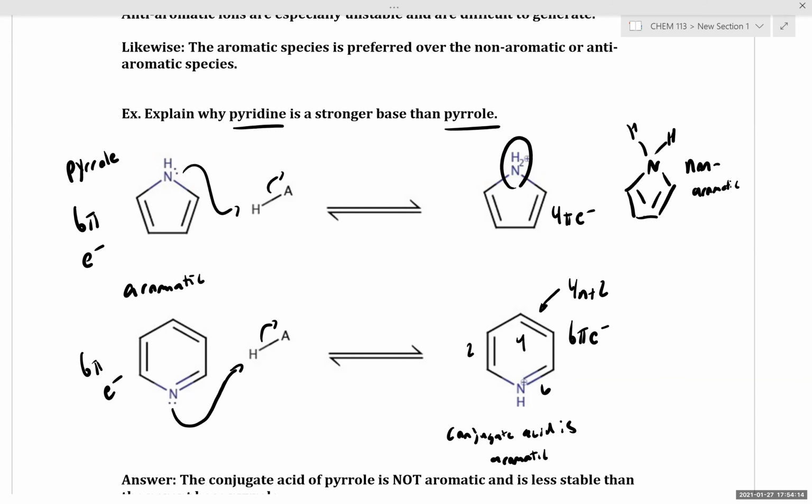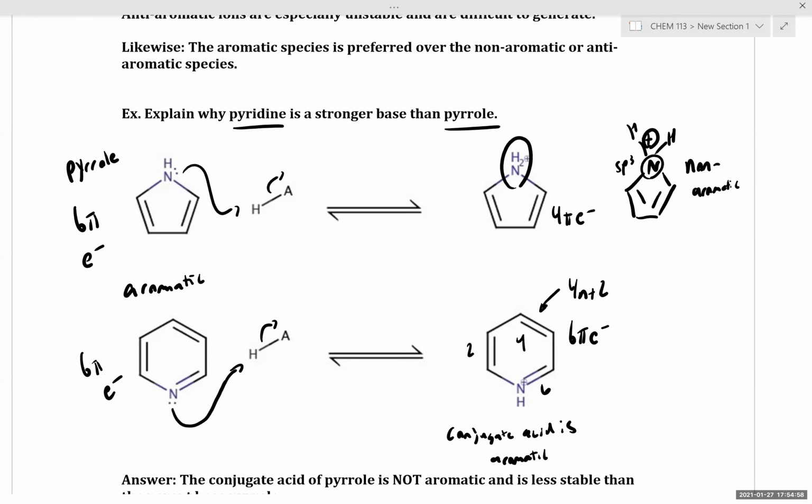And what is the difference between non and anti-aromatic? Anti-aromatic is a system that contains a contiguous set of conjugated p orbitals arranged in a ring and has 4n pi electrons. In this case, the conjugate acid of pyrrole has an sp3 atom. This nitrogen is sp3 hybridized. It does not have a contiguous set of p orbitals, so it's neither aromatic nor anti-aromatic. We call it non-aromatic. Does that make sense?